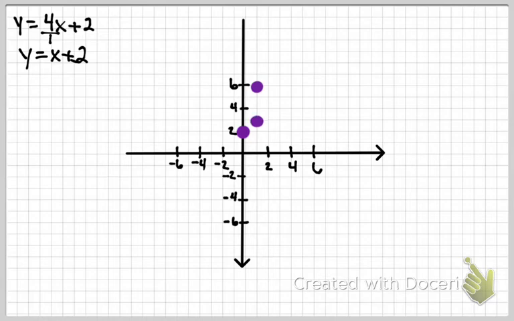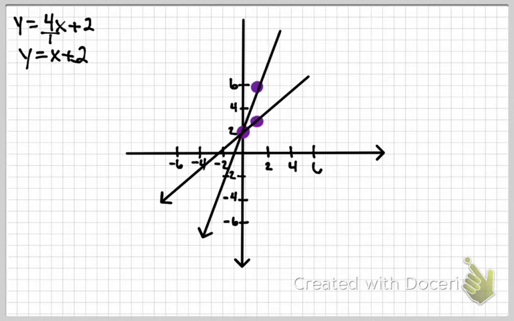Now I need to draw my lines through on that side and through on the other side. Draw my arrows on each end of the line. Now I can clearly see what is the ordered pair that is the solution for this system. 0, 2 is the ordered pair. That's the solution. That's where the lines intersect. So what did I do? I graphed each equation using the slope and y-intercept, and then I drew my lines to see where they intersect.